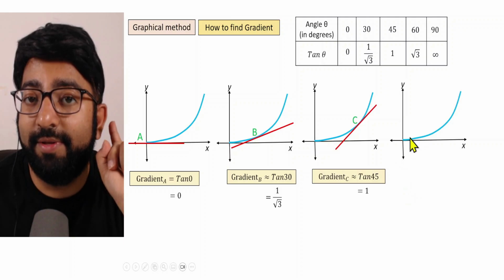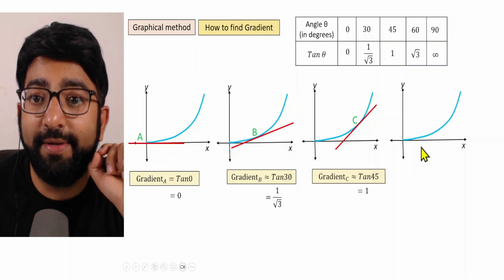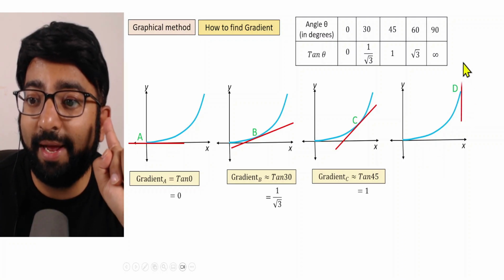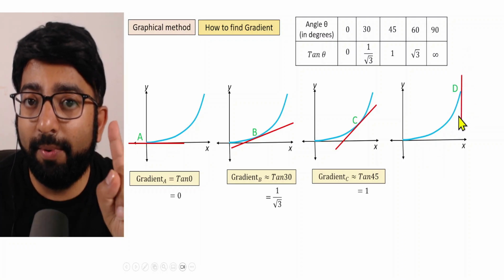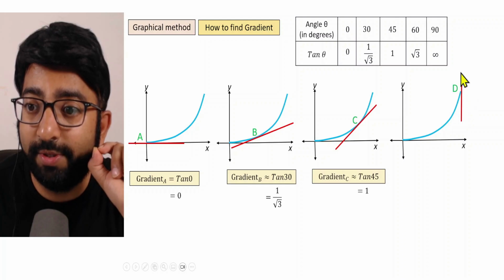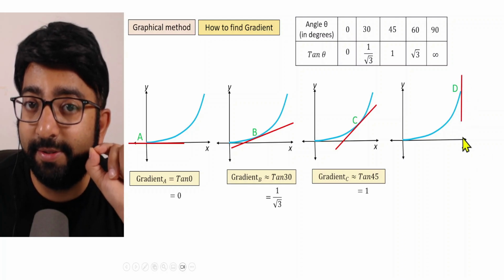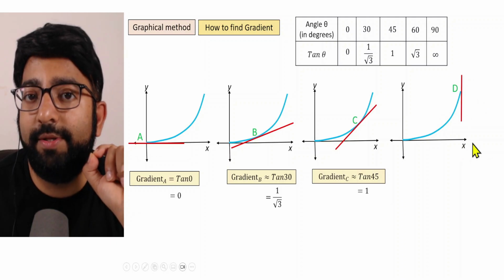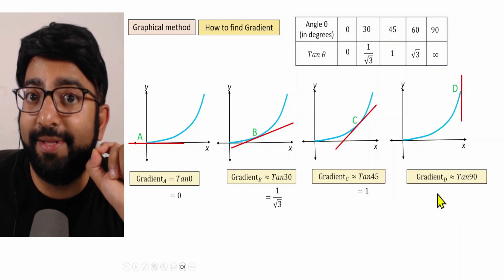And now let us consider the last situation where we have to find the gradient of this graph at this point. Step number one, let's draw a tangent at that point. Step number two, let's find out the angle which the tangent makes with the x-axis. In this figure, we can see the tangent is perpendicular to the x-axis, which means theta is 90 degrees.